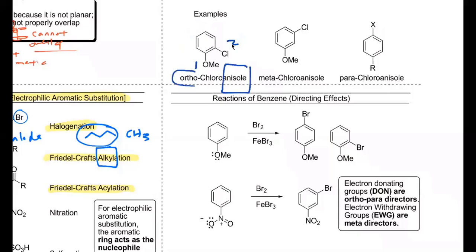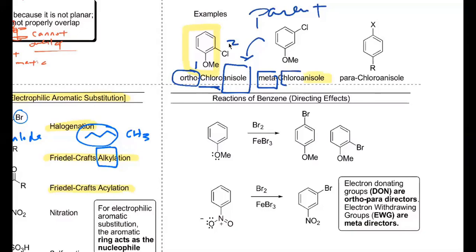So the ortho means that the groups are in a 1-2 position. The chloro means that there's a chlorine at the ortho position, and then the anisole is the parent. And that's this compound right here, the benzene ring with a methoxy group attached to it. It's the same for metachloroanisole. Meta means that the chlorine and the methoxy are in a 1-3 relationship, and then the anisole is the parent.